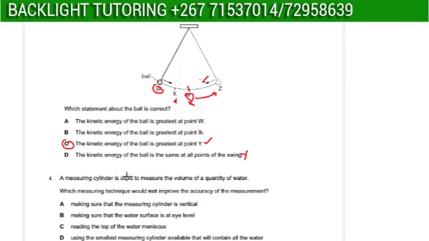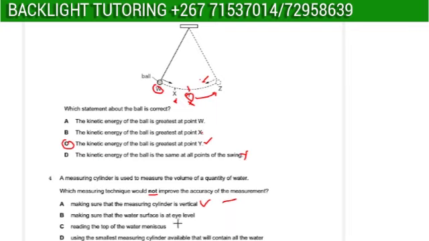Question 4 says a measuring cylinder is used to measure the volume of a quantity of water. Which measuring technique will not improve the accuracy of the measurement? Pay attention to the word not. Make sure that the measuring cylinder is vertical. Yes, this one is correct. You can't make the measuring cylinder horizontal. You won't make an accurate measurement.